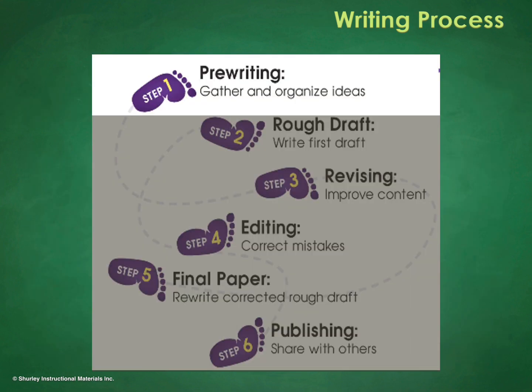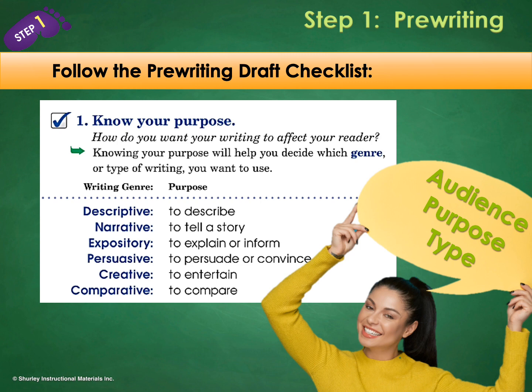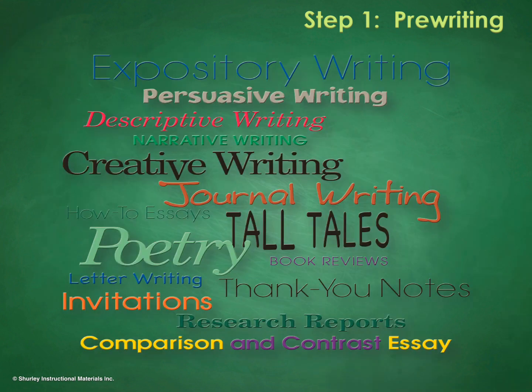Step 1 in the writing process is pre-writing. During this step, students learn to gather and organize their ideas. Initially, students must decide how they want their writing to affect their reader and who their primary reader will be. Knowing the purpose and audience is important to determine before writing begins. The purpose for the writing determines the type of writing. Shurley English teaches all of the different purposes for writing throughout the various levels.